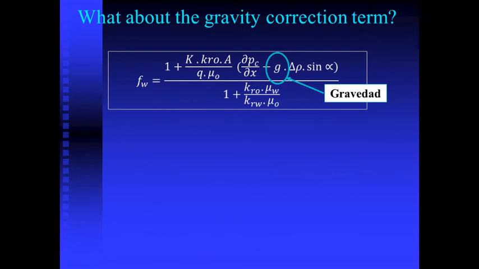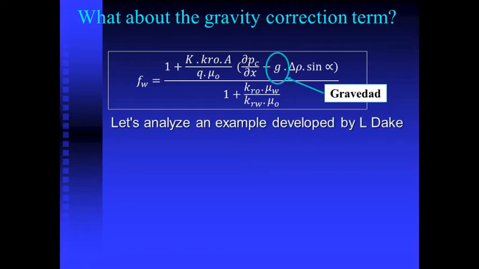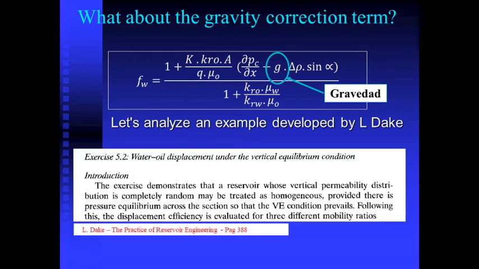What about the gravity correction term? In this case we are going to make a different analysis, based on an exercise presented in the second book by Laurie Dake. The exercise statement can be read in this image. It proposes a displacement of oil with water, in a scenario dominated by gravitational forces. These conditions are defined as vertical equilibrium.